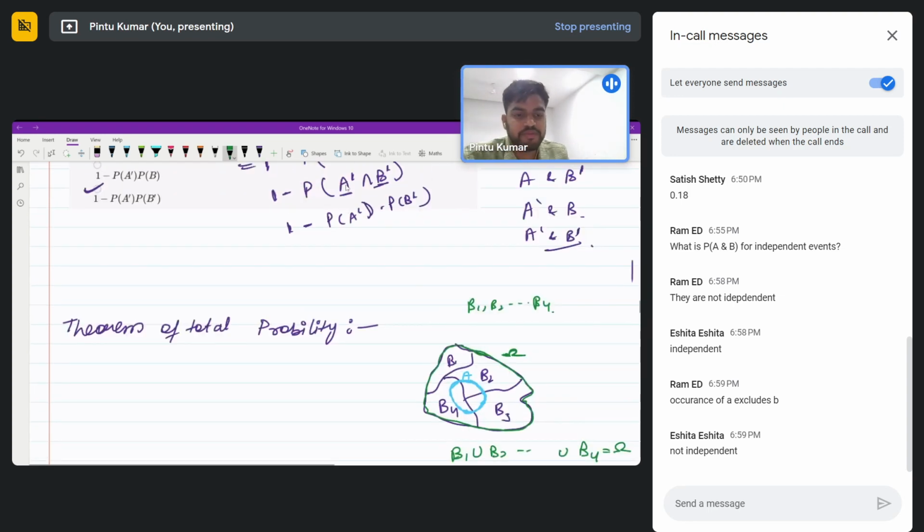So for example, let's say this is your sample space, this is your B1, this is your B2, and let's say this is your B3. Then this is not a partition, because you have some overlap over here. This is not a partition.